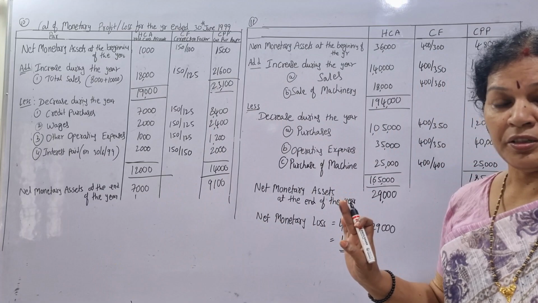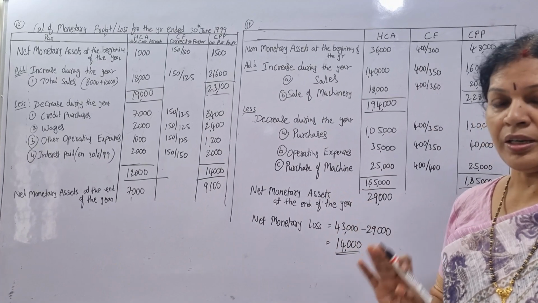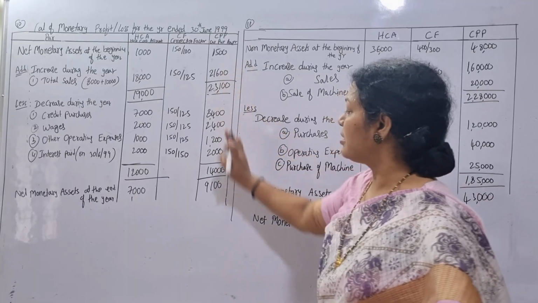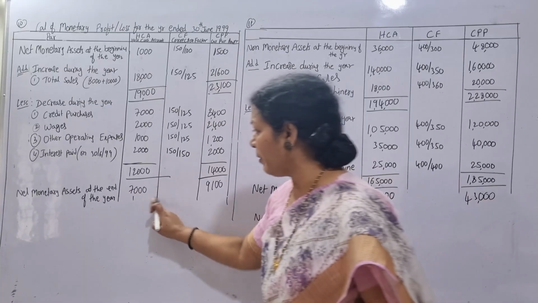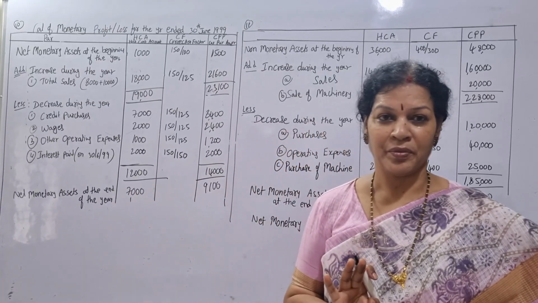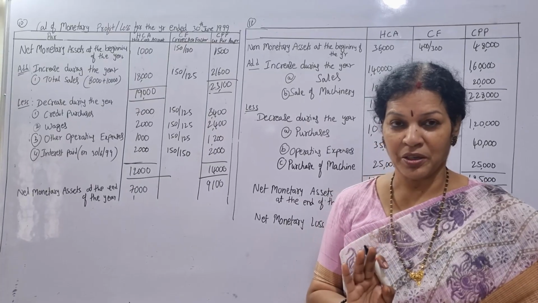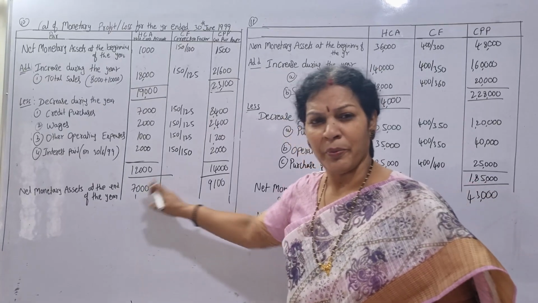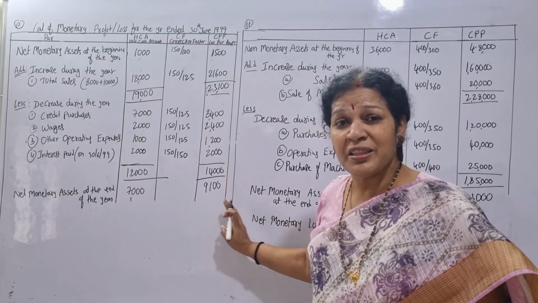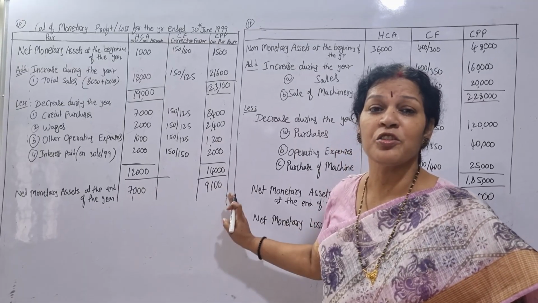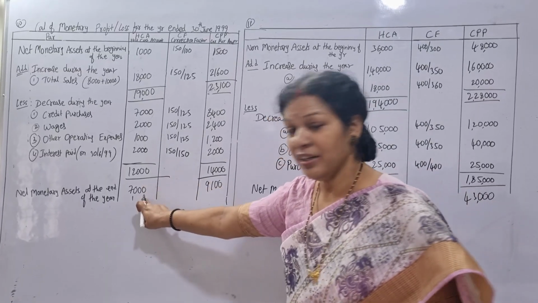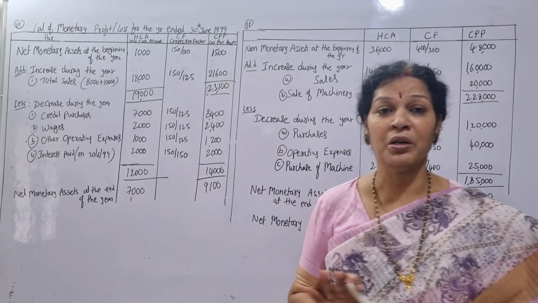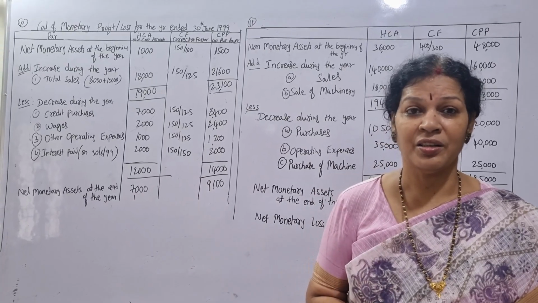Now what do we need? Net monetary loss or assets. Now if you see, the CPP value is 9,100, but the historical value is 7,000. The cost of the assets, the historical value, is 7,000, whereas CPP means it must be at least this much. How much? 9,100 it must be, whereas the historical value is only 7,000, less.